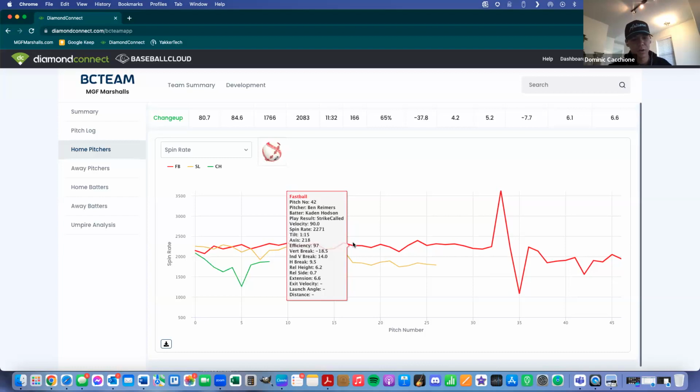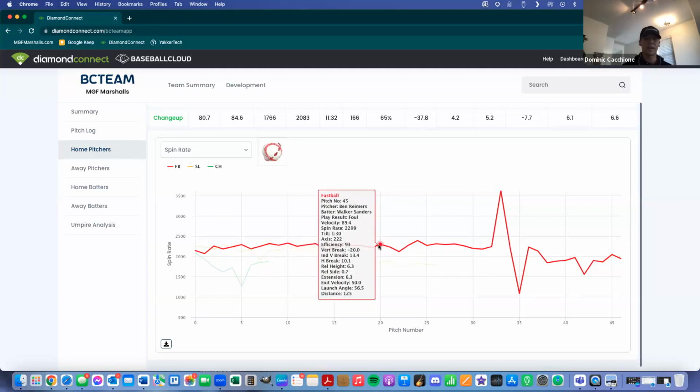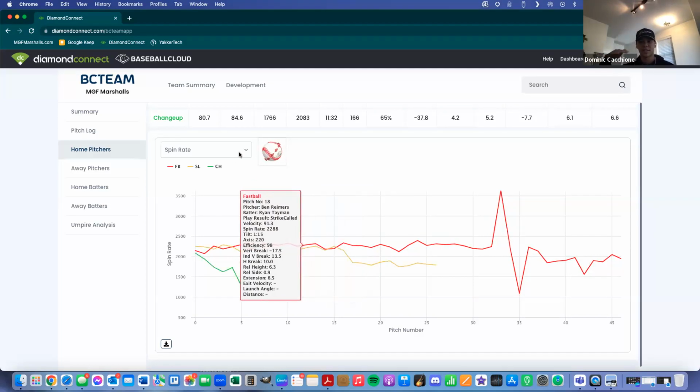Anything above about 2,200, maybe 2,300, is increasing the amount of spin. When that happens, the ball, from a hitter's perspective, is going to seem like it's rising because of the amount of spin it has, even though it's actually still dropping.